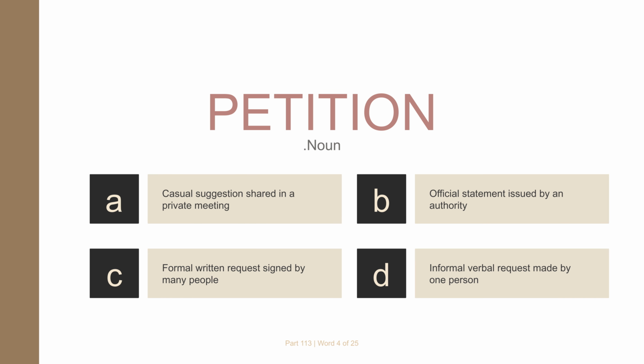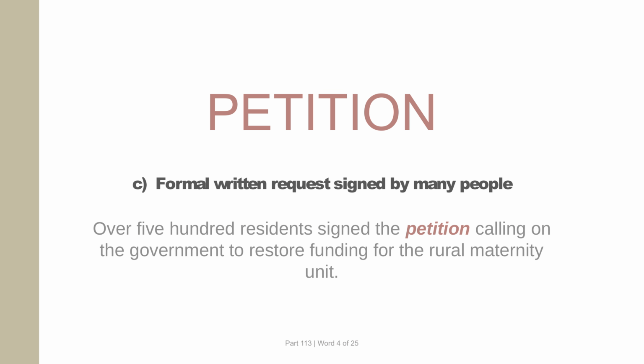Correct answer, option C. The correct meaning of petition is formal written request signed by many people. Example: over 500 residents signed the petition calling on the government to restore funding for the rural maternity unit.